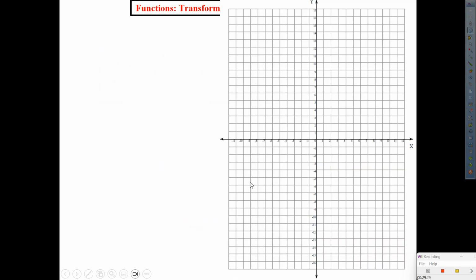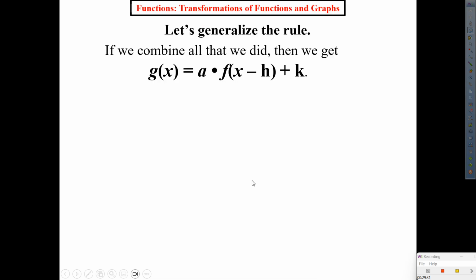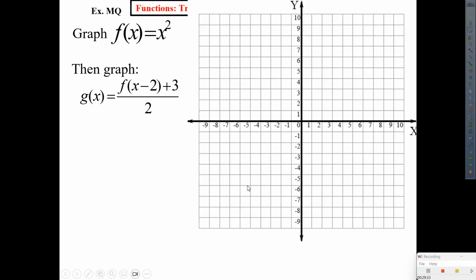So get a new graph paper, please, and copy this example. f of x equals x squared for graph. Then graph g of x equals f parentheses x minus 2 close parentheses plus 3, all over 2. Copy that. Then we're going to do that together.